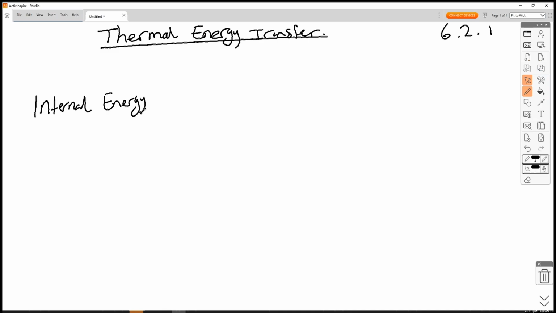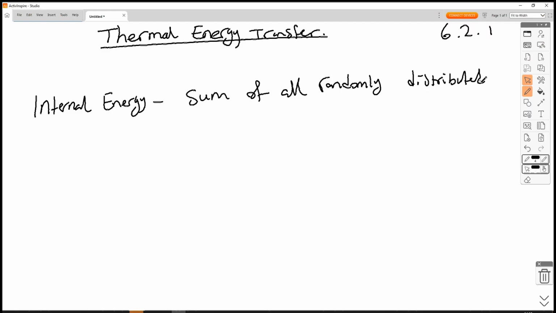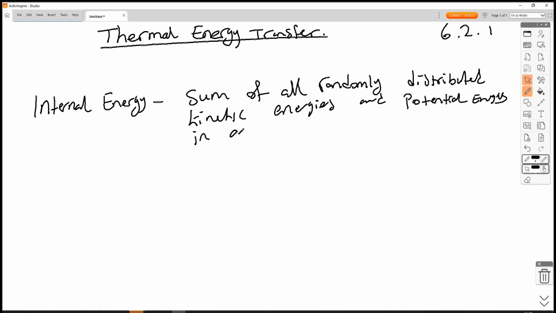is the sum of all randomly distributed kinetic energies and potential energies in a system.